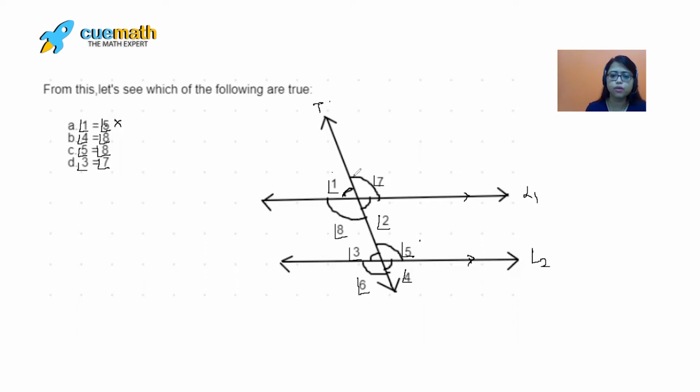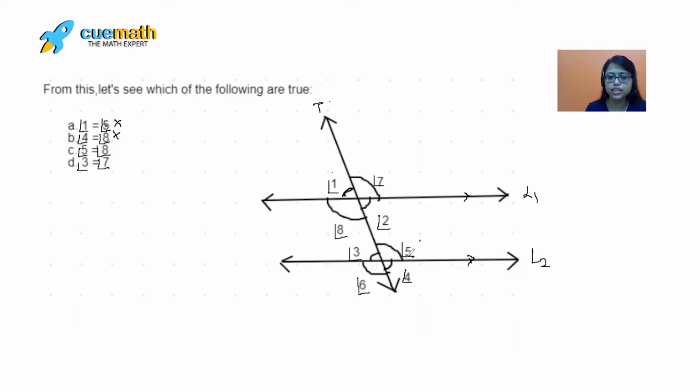I don't find them forming alternate exterior as well. So I can say that definitely angle 4 is not equal to angle 8. So definitely this option is wrong. Now we come across the next one, that is angle 5 equals angle 8.